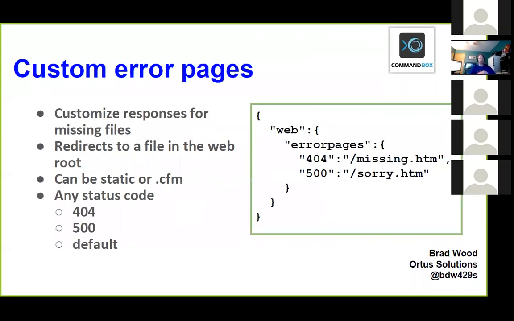You can create custom error pages. So if you want to have a custom 404 page or a custom 500 error page, you can also configure that in CommandBox the same way you would in IIS or Apache. In case you're wondering, you can point to a static page or a .cfm file, which can be kind of handy. To be honest, I've done that in years past with IIS for a poor man's URL rewriting. I would just have my 404 file point to a dynamic CFM file that would do something on the fly.